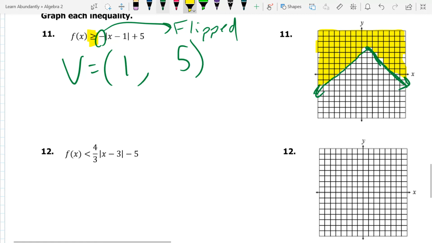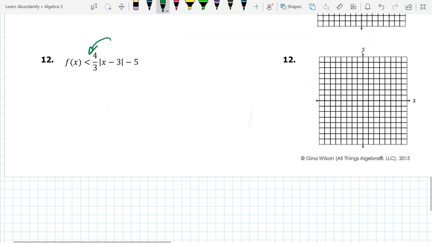And that's that. The next one, I want to give you a heads up right before we do this one, is that it is not an equals there. It's just less than. So I need to use a dotted line. So I'm going to go ahead and do that, except I'm going to make my points and then I'll make a dotted line instead of a solid line.